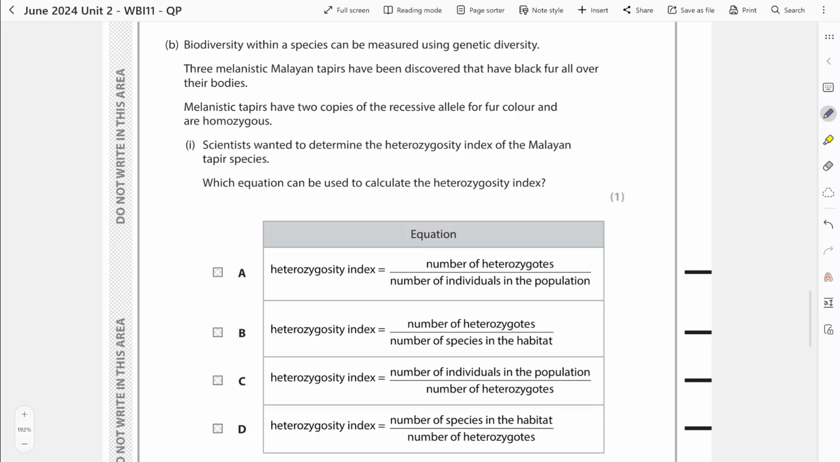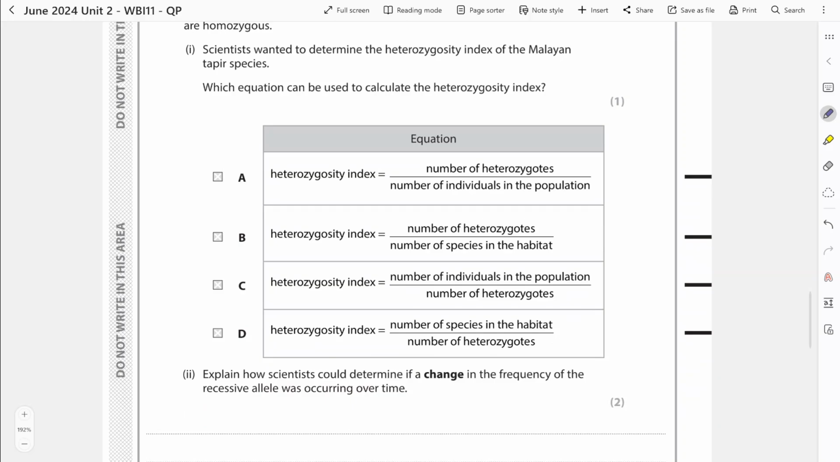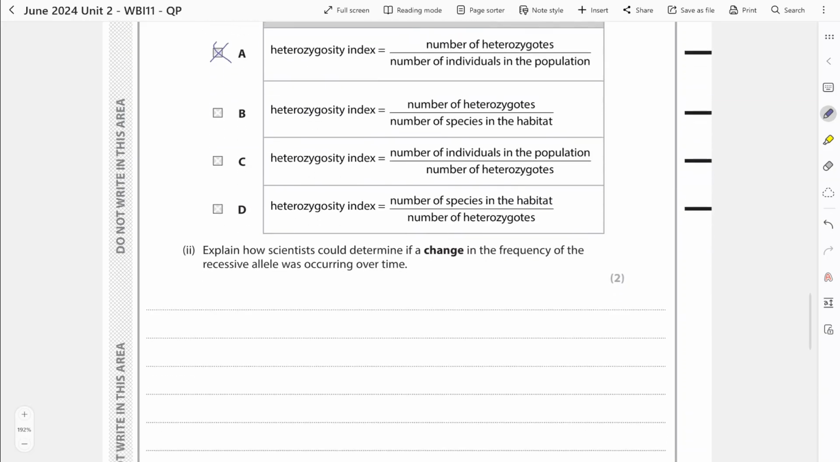Biodiversity within a species can be measured using genetic diversity. 3 melanistic Malayan tapirs have been discovered to have black fur all over their bodies. Melanistic tapirs have 2 copies of the recessive allele for fur color and are homozygous. Scientists want to determine the heterozygosity index of the Malayan tapir species. What is the equation? So the answer for this would be A, because it's the number of heterozygous individuals divided by the total number of individuals in the population.